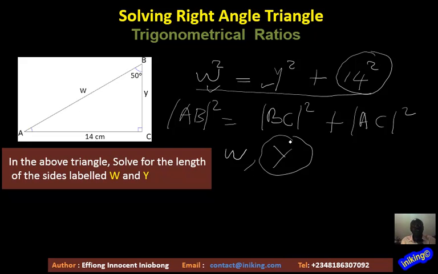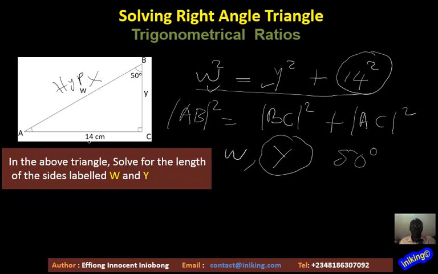I said, okay, if I'm going to find Y first, then I need to know, look at the angle 50 degrees and look at Y that I'm looking for. Is it the opposite side? Is it the adjacent side? Is it the hypotenuse side? Let's try to label this triangle properly. AB is the side facing the right angle, therefore it is the hypotenuse side. And since we are not looking for W, we have nothing to do with the hypotenuse for now. So hypotenuse, go and sleep.